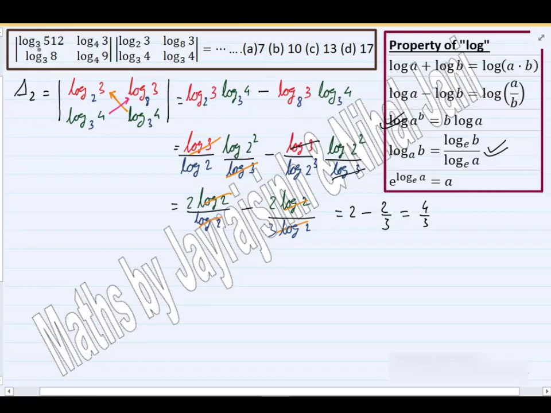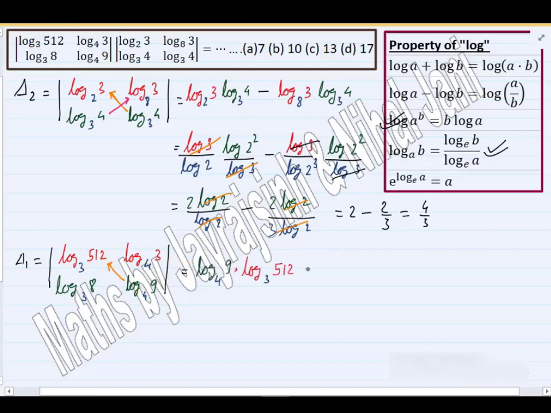Now, to find delta 1 with a bit more confidence, let's get our delta 1. Here it is, and ready to cross multiply. Log 4 base 9 will multiply with log 512 base 3, minus log 8 base 3 will multiply with log 3 base 4, right? Now it's time to use the fourth property.